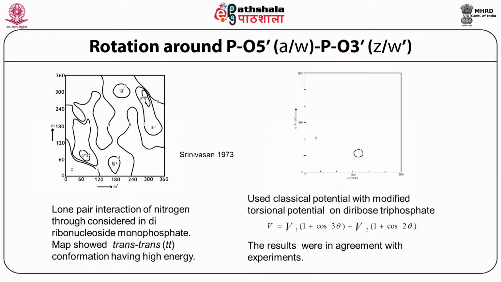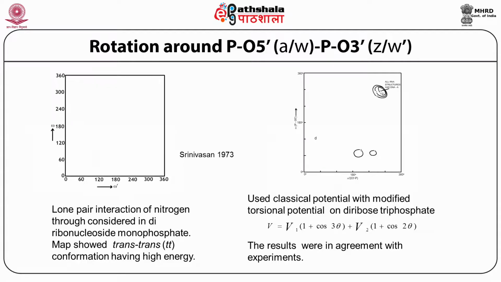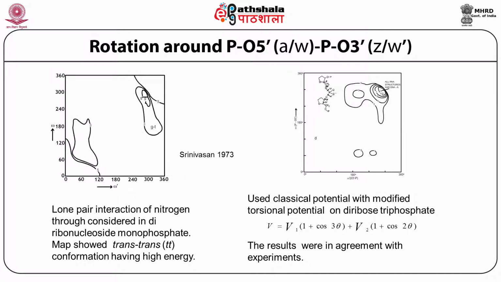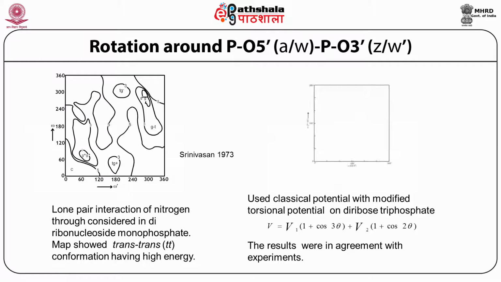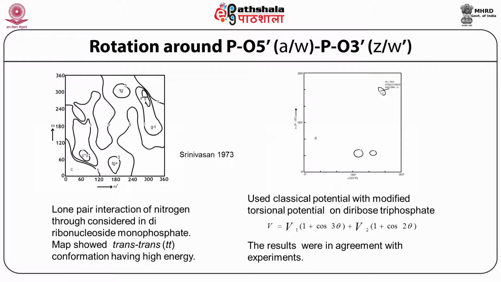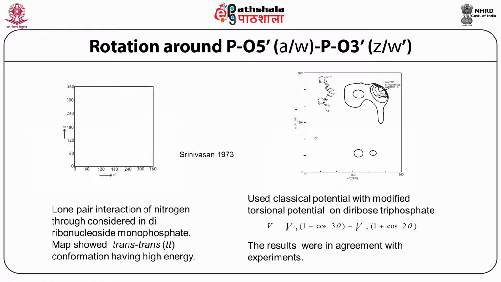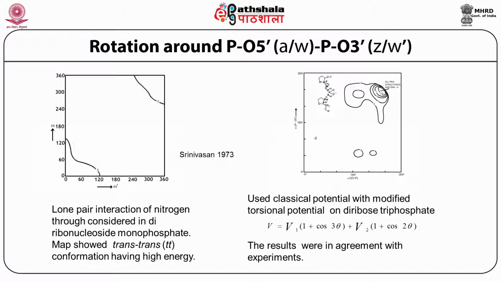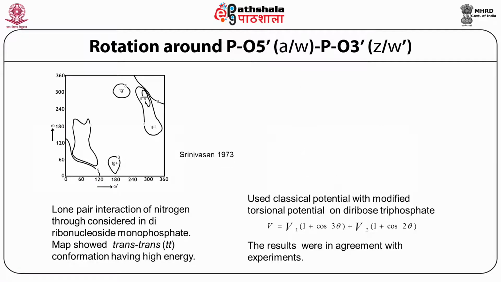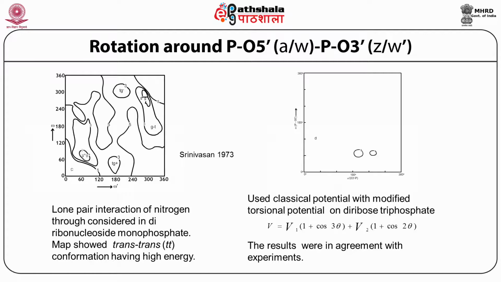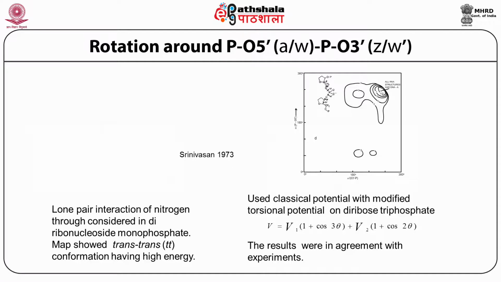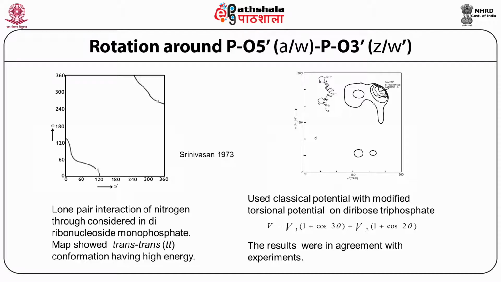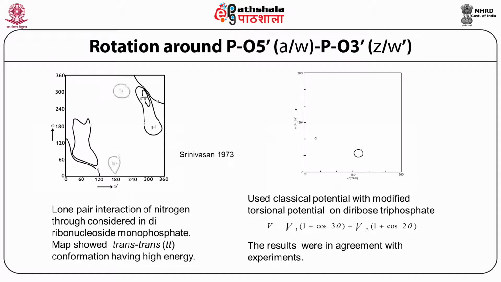Now, in the case of Srinivasan's study, 1973, the lone pair interaction of nitrogen was considered in diribonucleoside monophosphate. And the map has shown one important thing. Although it looks similar to Flory's map, the trans-trans TT region, which was low energy in the case of Flory's map, is no longer present in the case of Srinivasan's map. Whereas in the right-hand side figure, Govil and his group changed the potential energy function and modified it.